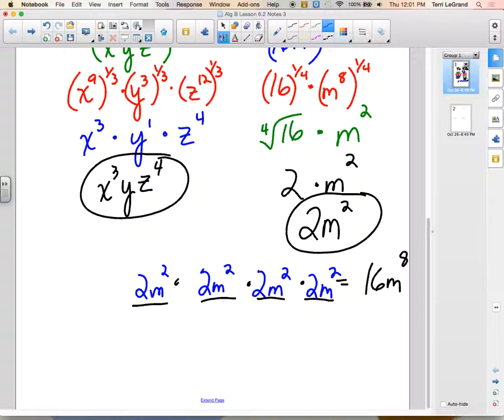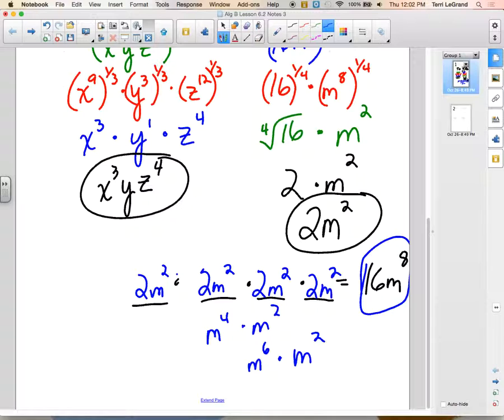Does it work? 2 times 2? 4. Times 2? 8. Times 2? 16. Feeling good about that. m squared times m squared. What do you do when you take powers that have the same base? What do you do with their exponents? Add them. So 2 plus 2 is 4. Okay, so we got an m to the 4th times m squared. That's m to the 6th. Now we got an m to the 6th times 1 more m squared. What's that? m to the 8th. Feeling pretty good about our answer, folks.